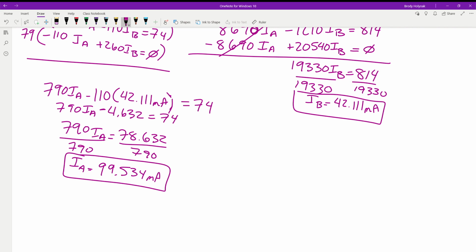So now we end up with an IA and an IB. They are both positive, which means our original assumptions were correct. If our assumptions are incorrect, we flip it, call it good, and solve the rest of the circuit. So IA, we have 99.534 milliamps. IB, we have 42.111 milliamps.